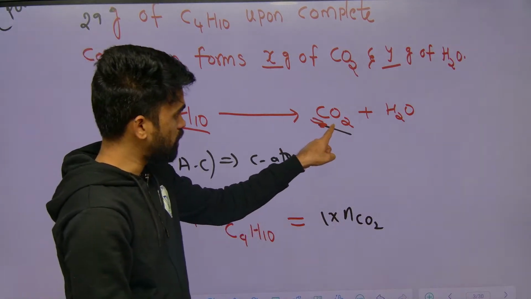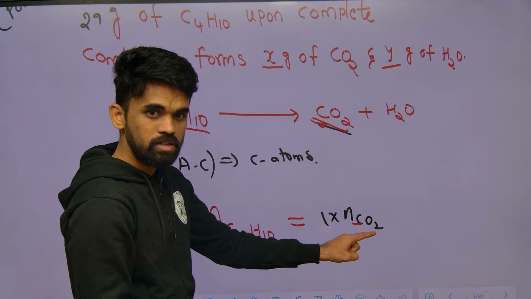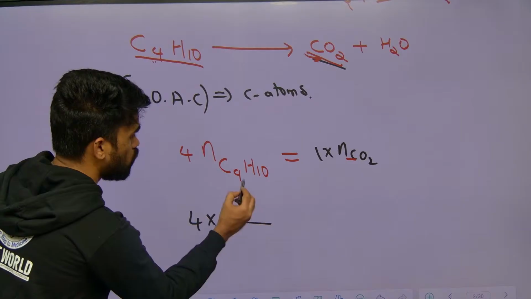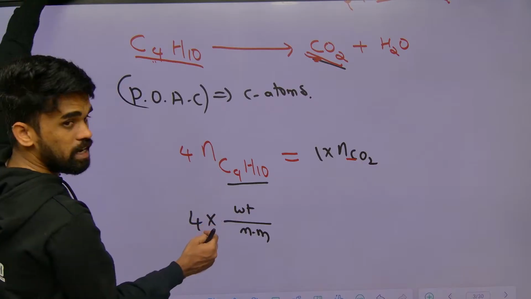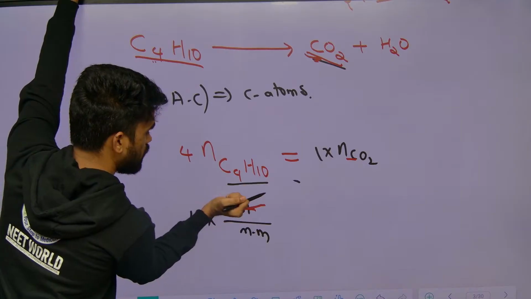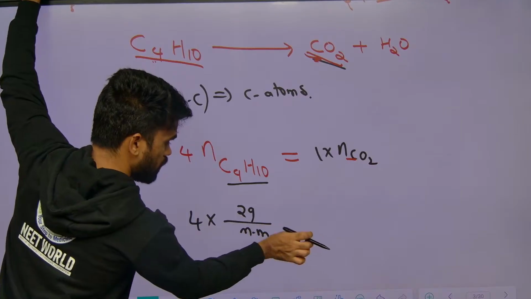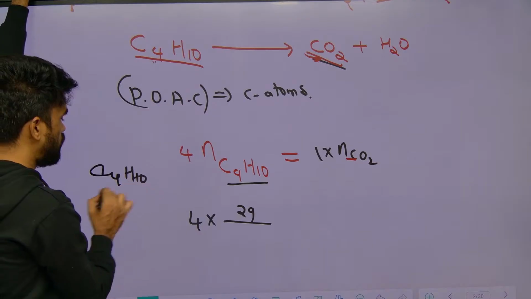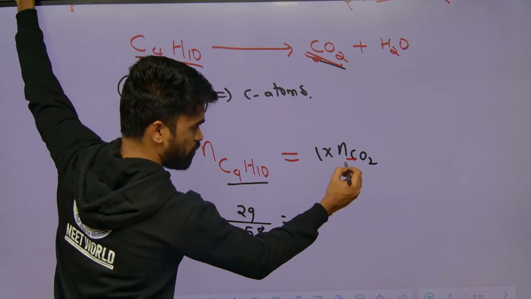On this side, CO2 contains how many carbon atoms? 1. So 1 into number of moles of CO2, equals 4 into, what is the molar mass of butane? Like given weight by molar mass we should do, because the question contains weight. So what is the given weight? 29 grams, so 29 as it is, in the denominator. Butane C4H10 is 58, 48 plus 10, 58.